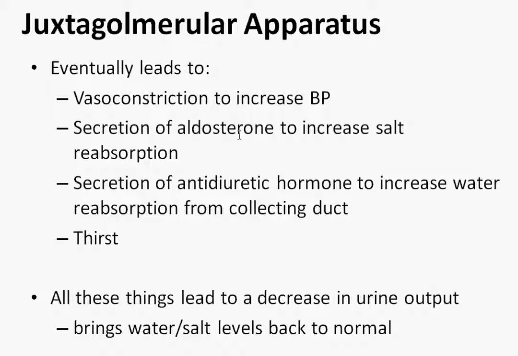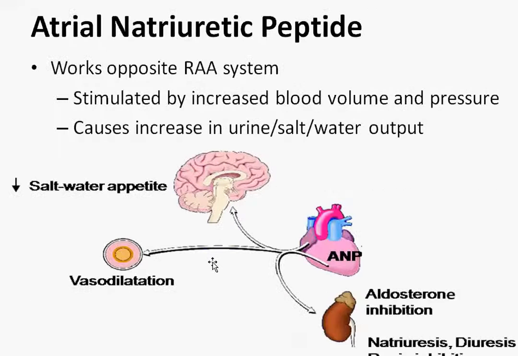So the result of the atrial natriuretic peptide is an increase in urine output. See the difference here between a decrease in urine output from aldosterone, and the increase in urine output from the ANP system.